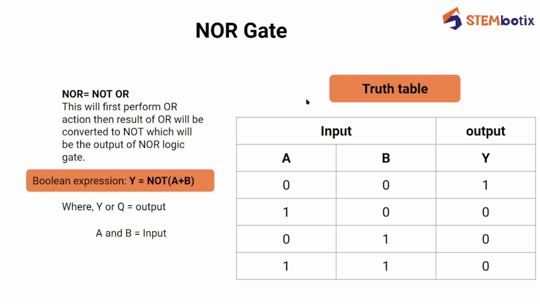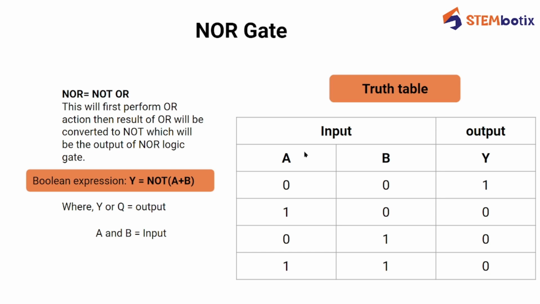So NOR gate is equal to NOT plus OR. This will first perform the OR action, then the result of OR will be converted by NOT, which will be the output of the NOR logic gate. So the NOR logic gate is made by first performing the OR operation on both the inputs, and the result of the OR operation will be inverted, and that would be the final result of the NOR gate. So the NOR gate's truth table is totally opposite to that for the OR gate.